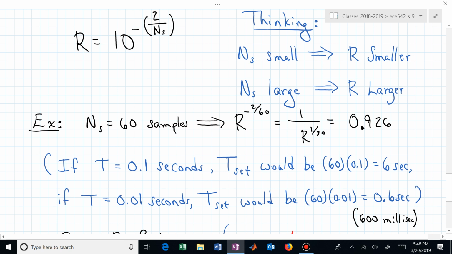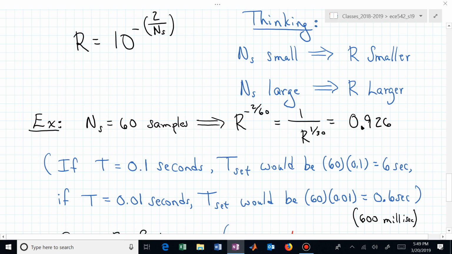If our sample period is 100 milliseconds, or 0.1 seconds, then t settle would be 6 seconds. It would take us 6 seconds before we would have our 1% settling time. If we're sampling 10 times as fast, at 0.01 seconds or 10 milliseconds, then our 1% settling time will occur in 0.6 seconds, or 600 milliseconds.